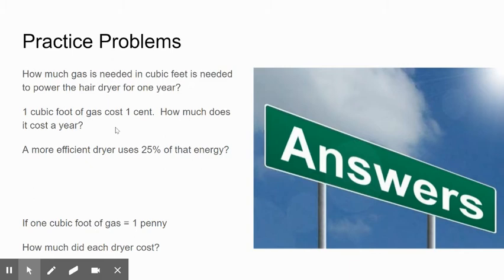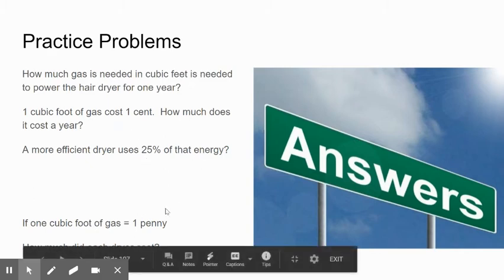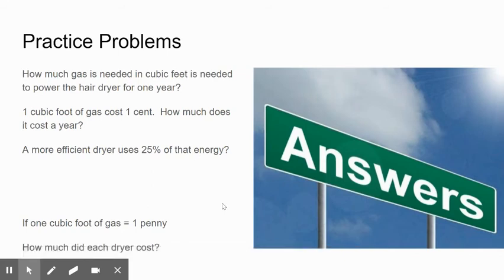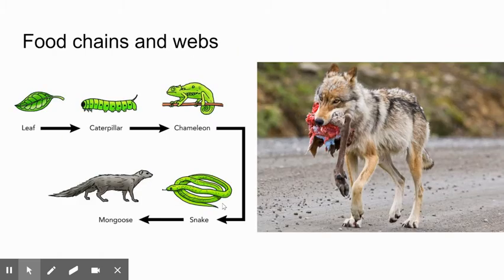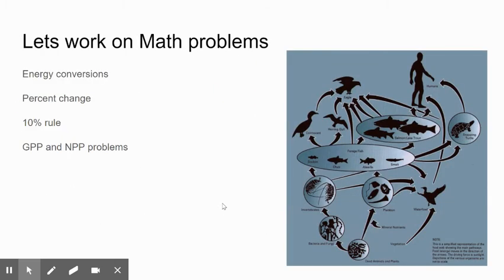All right. Now we could take that and say, well, a more efficient dryer uses 25% of that energy. How much energy would you save? Once again, this is dimensional analysis. Great question. Okay. So I would give you a math worksheet, and then we would go over these, and that would be that.